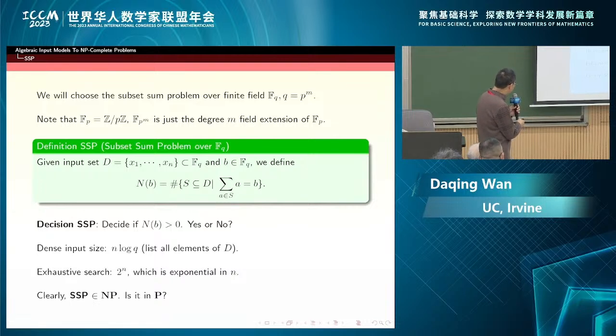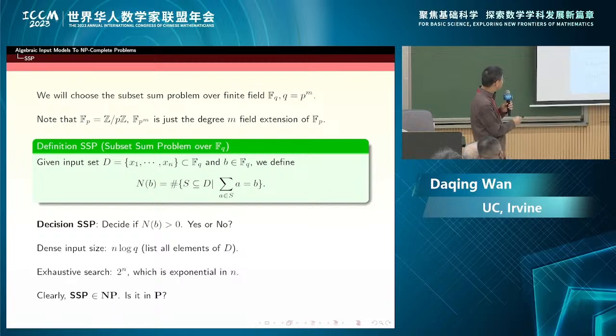So what is the input size? For the classical dense input size, how long is it going to take to state this problem? Well, you have to state F_q, which is normally given in log q time. And to write down this problem, you have to state your D and B. So D has n elements, and each element takes time log q to write down. So to write down this problem, you need time n log q. You just list all the elements of D.